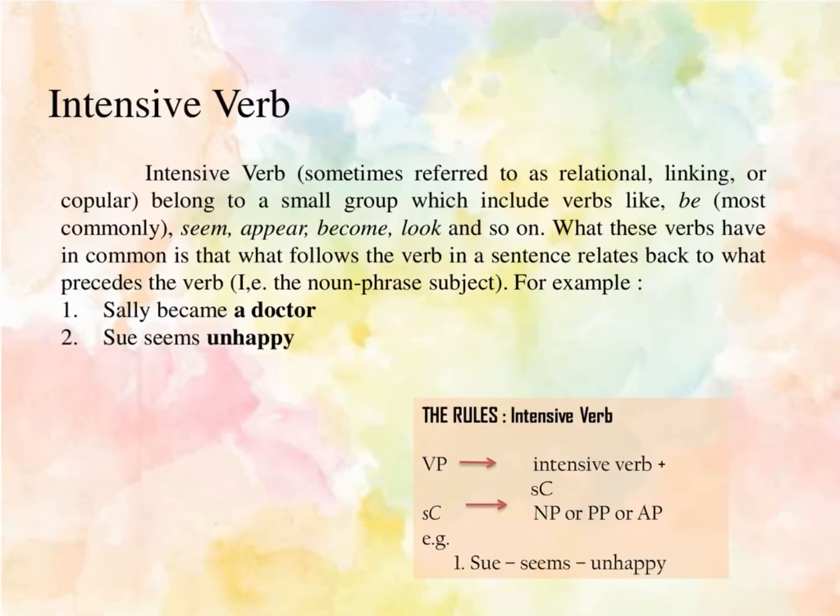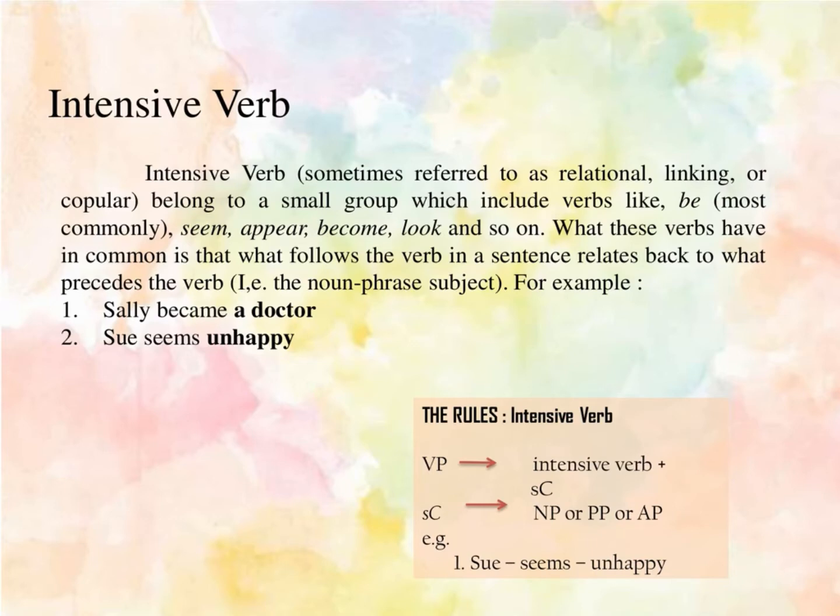Intensive verb. Intensive verbs, sometimes referred to as relational, linking, or copular, belong to a small group which includes verbs like be, most commonly, seem, appear, become, look, and so on. What these verbs have in common is that what follows the verb in a sentence relates back to what preceded the verb. For example, Sally became a doctor.